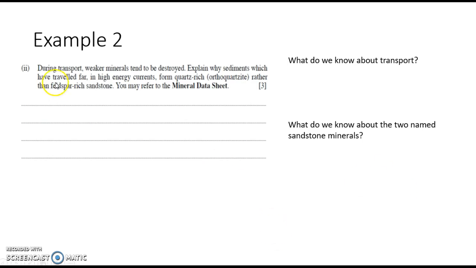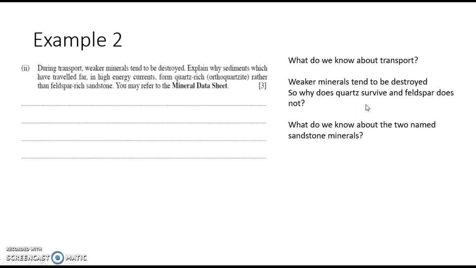So this example is talking about transport of grains to make sedimentary rocks, and it has two different sediments that become rocks of quartzite and feldspar-rich sandstone. So first of all, what we need to think about is what do we know about transport, and then we need to think about what do we know about the two named sandstone minerals in the question. Well, what do we know about transport? Weaker minerals tend to be destroyed. It's told you that here in the question.